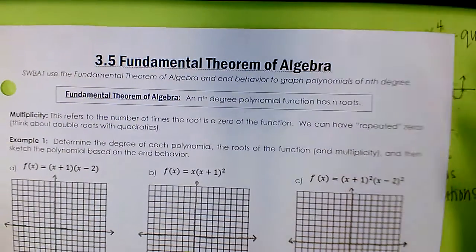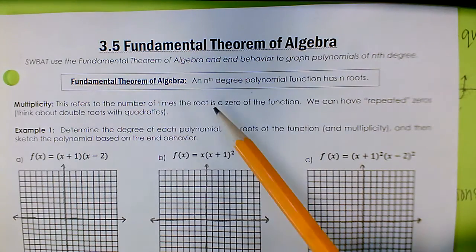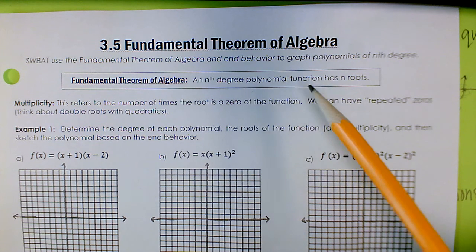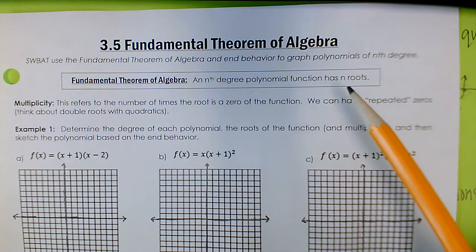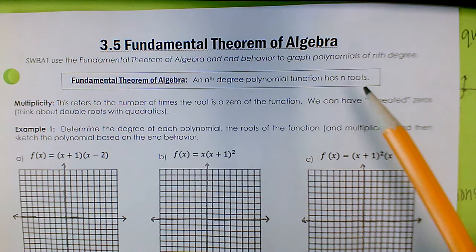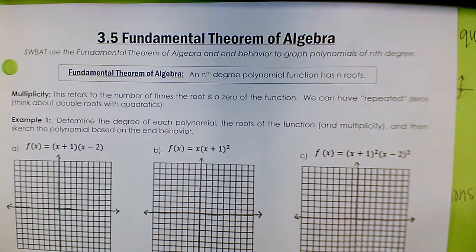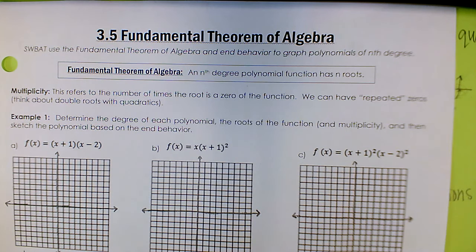So let's look at, we said again that the fundamental theorem of algebra is that an nth degree polynomial, depending on how high the degree is, tells you it has that many roots, or that many solutions, or that many zeros, or that many x-intercepts. Okay, multiplicity refers to the number of times the root is a zero of the function. We can have repeated zeros. So like when you solved quadratics back in Math 1, sometimes you got a repeated answer. That means it bounces off of that space.